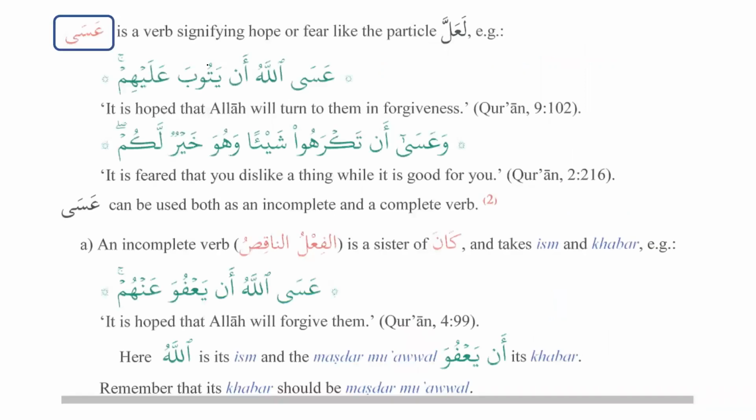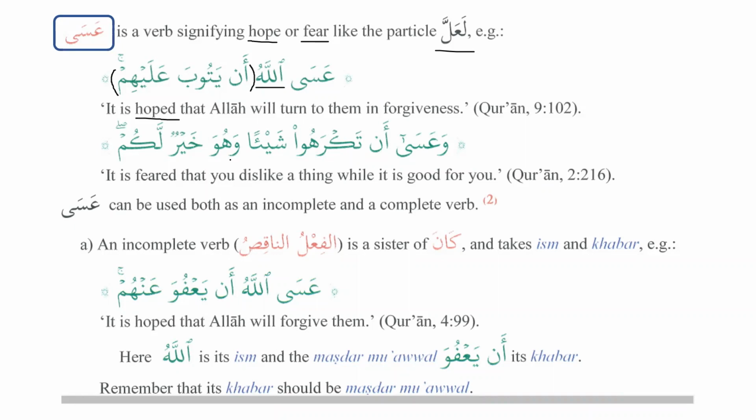Now we get into the discussion, as we can see over here. Asa is a verb signifying hope or fear, like la'alla. So it signifies two things: it can be hope or it can be fear. Asallahu an yatuba alayhim. Here, what kind of asa is this, naqisa or tamma? Naqisa. Excellent. Why? Because we see a noun, ismul jalala, after that. So we say that this is ismu asa, and khabaru asa is always al-masdar al-mu'awwal. Perfect. It is hoped that Allah will turn to them in forgiveness. So here it is used in the context of hope.